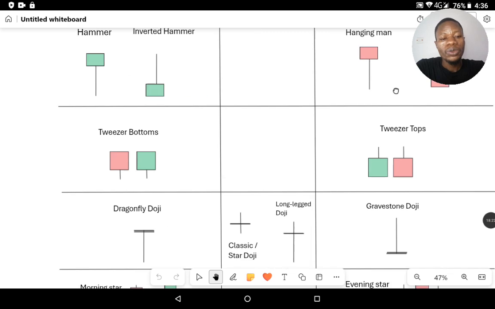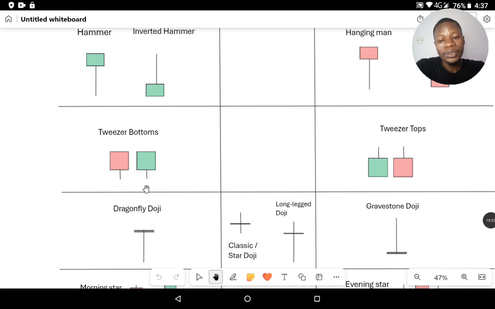So the third one on my list, we have the tweezer bottom and the tweezer top. From the word tweezer bottom, equal bottom. Look at the wick. This is the close of the bearish candle, while it is still the same as the open of the next candle, which is a bullish candle. So on the tail, you can see the rejection is almost equal, though sometimes it might not be fully equal, but it would be almost equal. So the two candles would almost give you the same size.